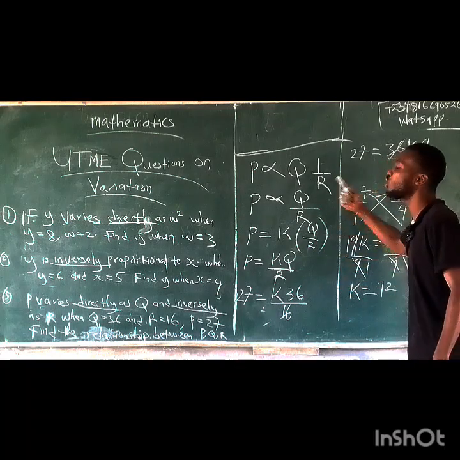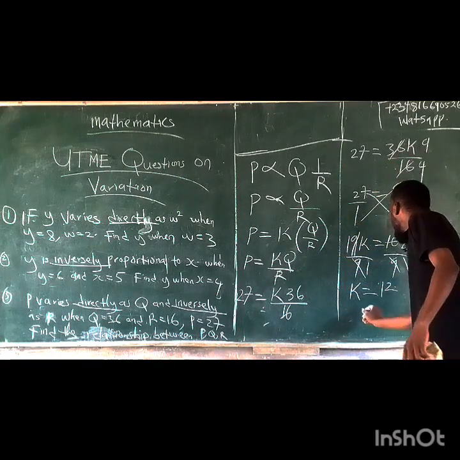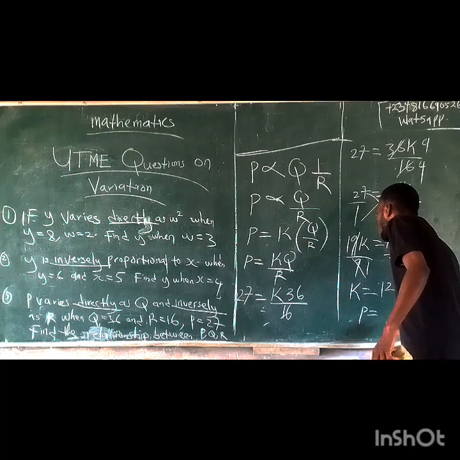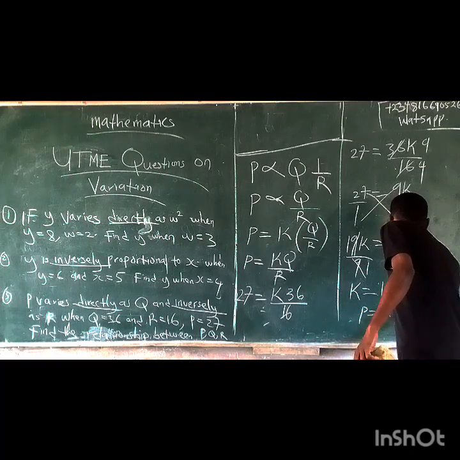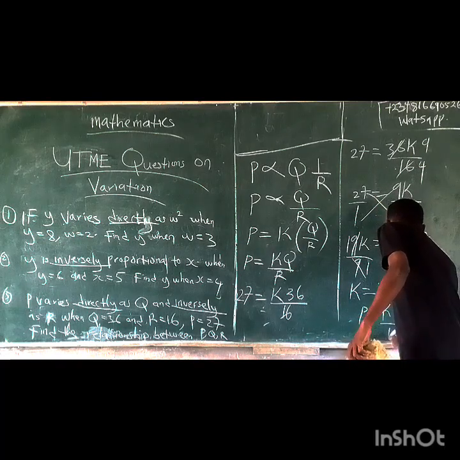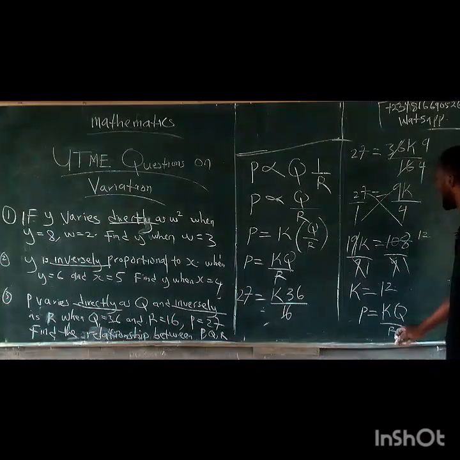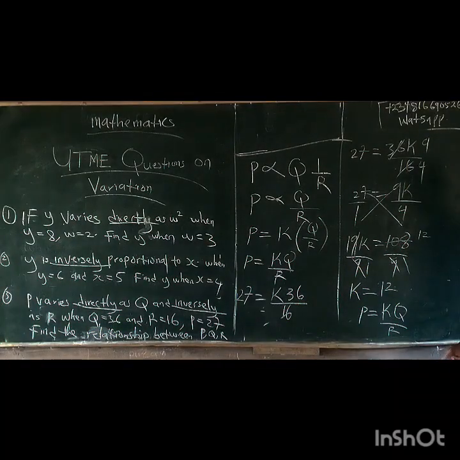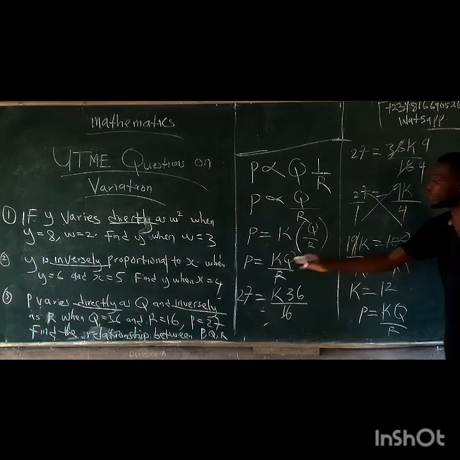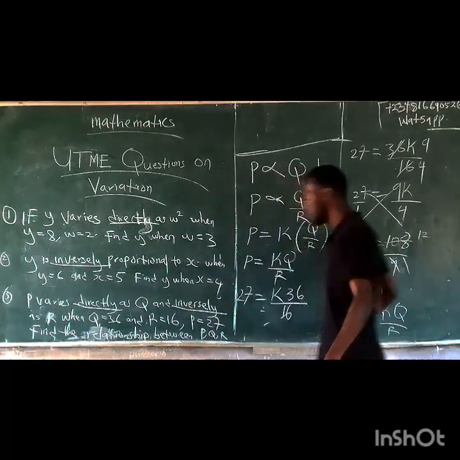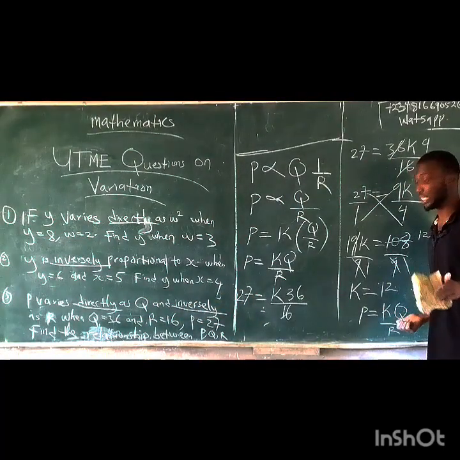Then what you need to do is just replace the value. Now p equals kq over r. This is the relationship, but that's not the final answer. Why? Because k is known. And I told you, once you have used those values, you don't use them again. You use the value once.